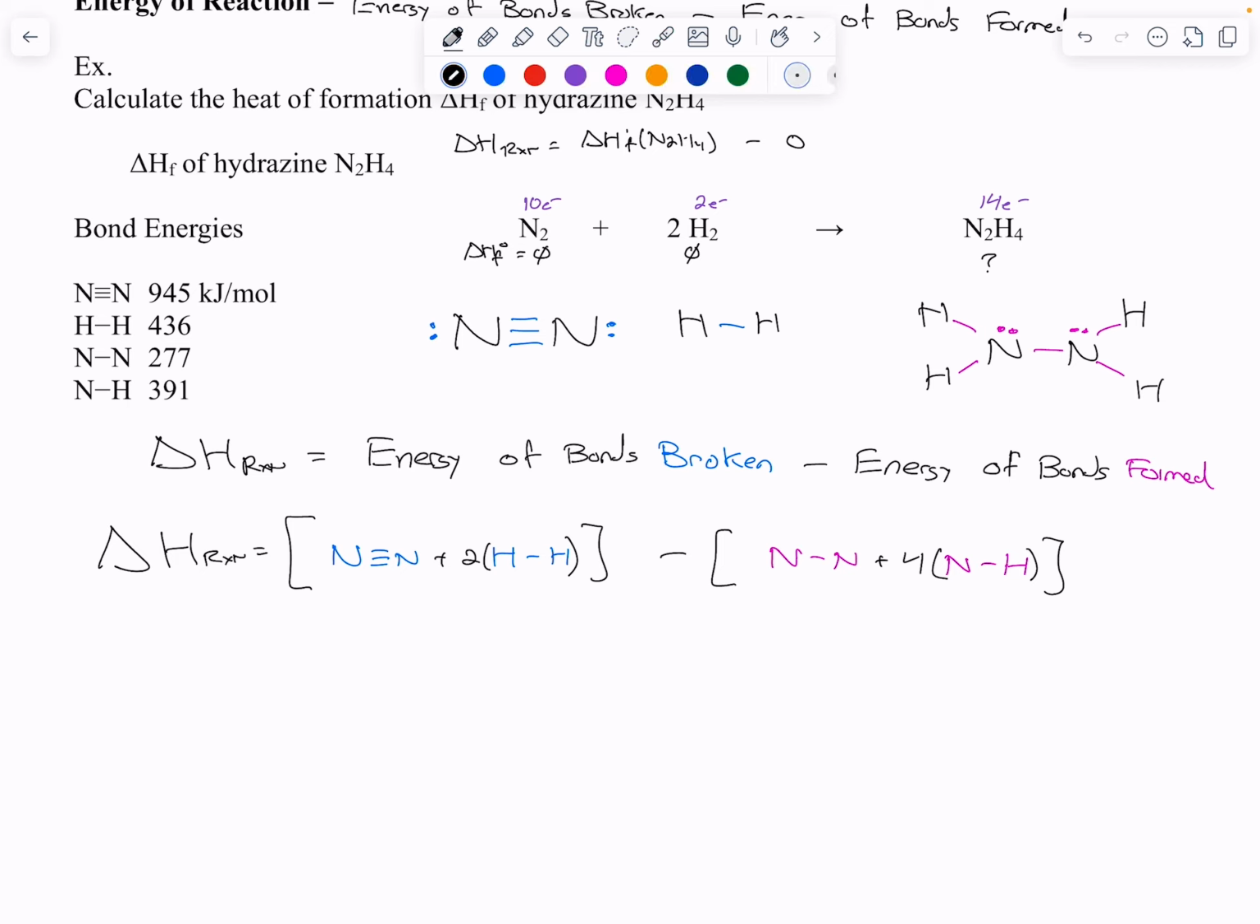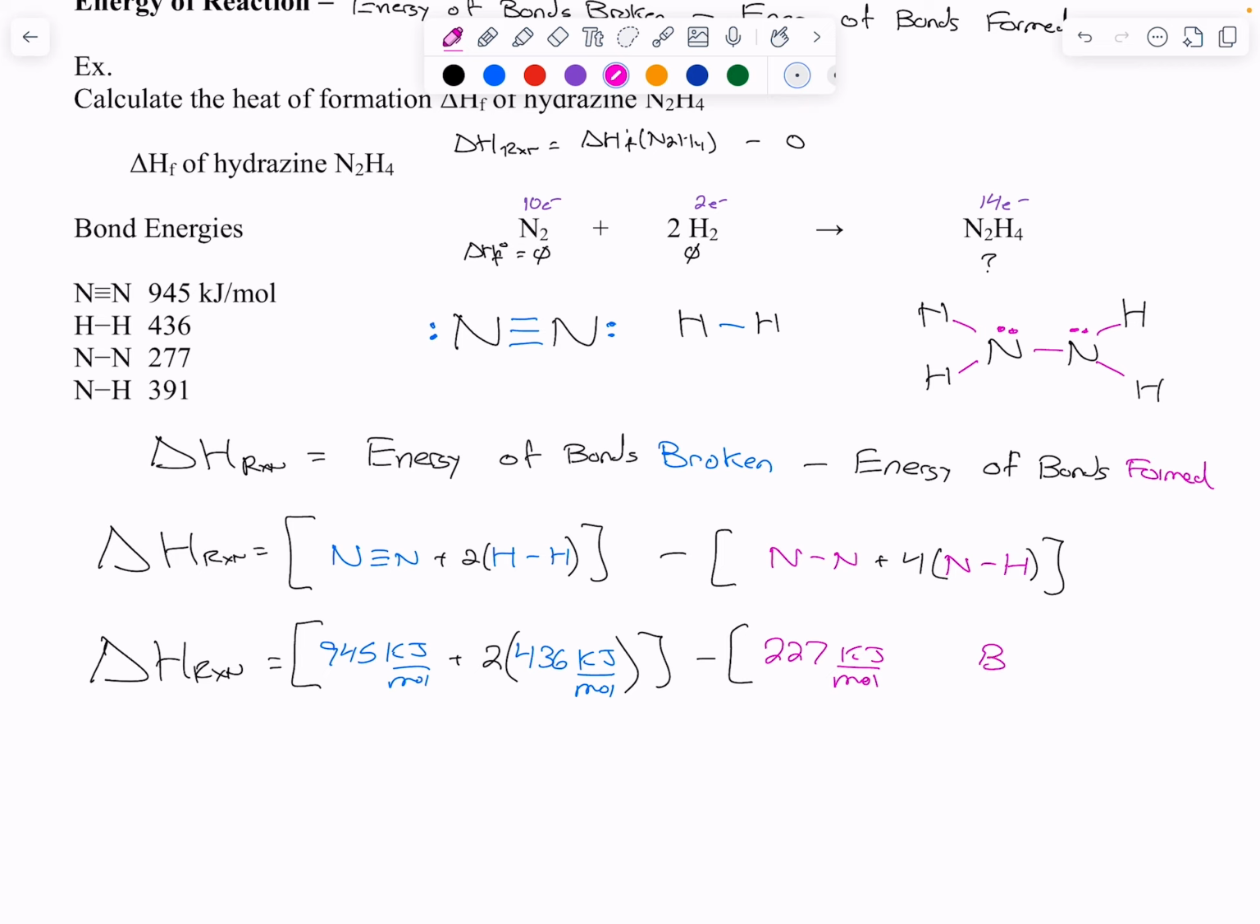All right now. So delta H of the reaction is equal to triple bond, which is 945 kilojoules per mole, and HH is 436 kilojoules per mole, and there are 2 of them. Minus NN, which is 227 kilojoules per mole, and NH, which is 391 kilojoules per mole.